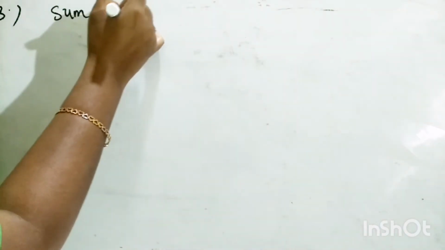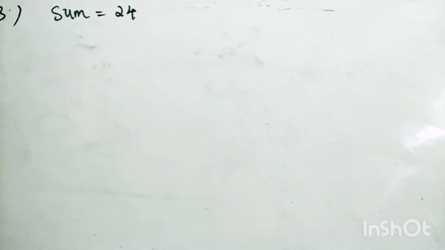Find two numbers whose sum is 24 and whose product is as large as possible. Okay, here it is given that the sum of two numbers is 24. And we need to find the two numbers such that their product is as large as possible.